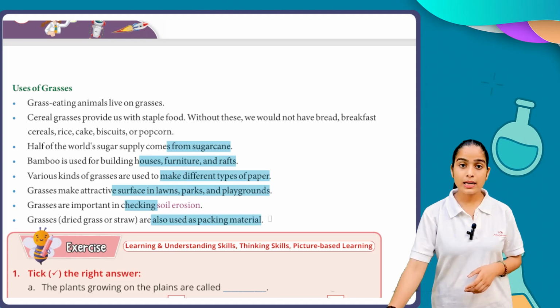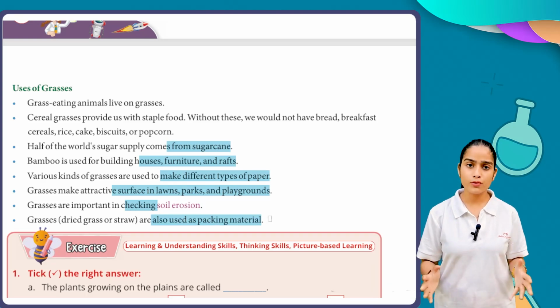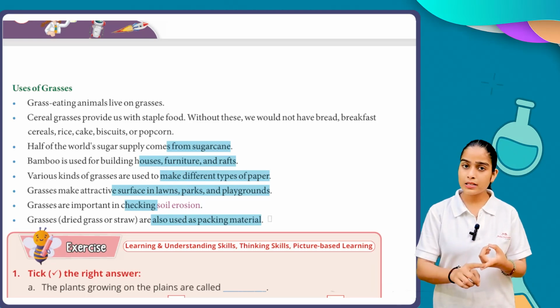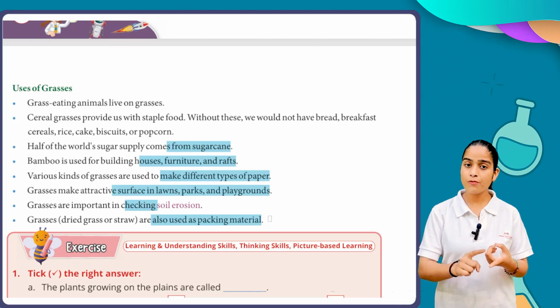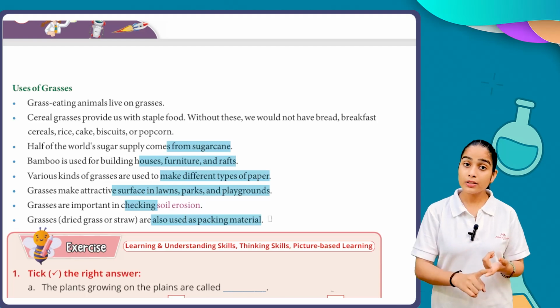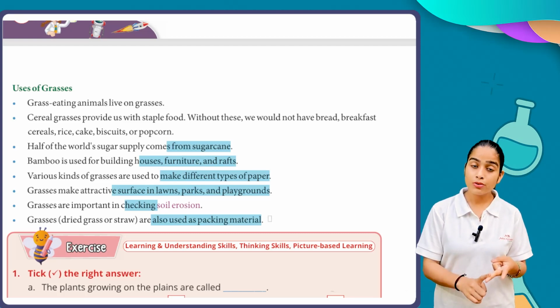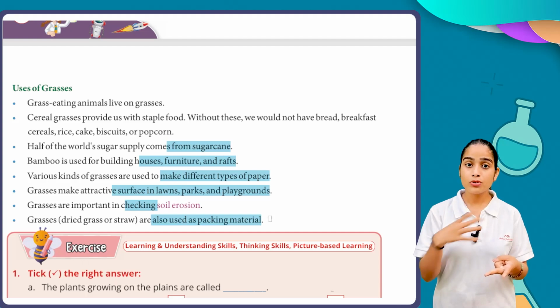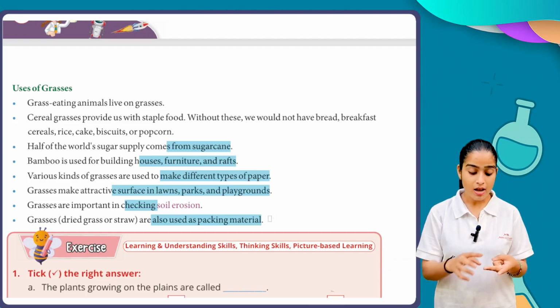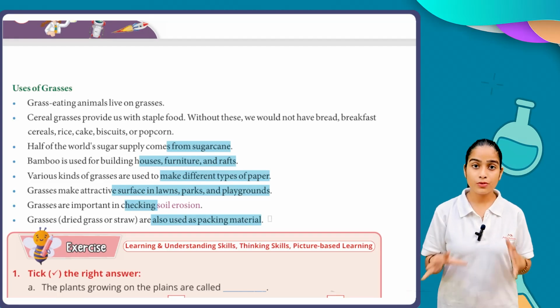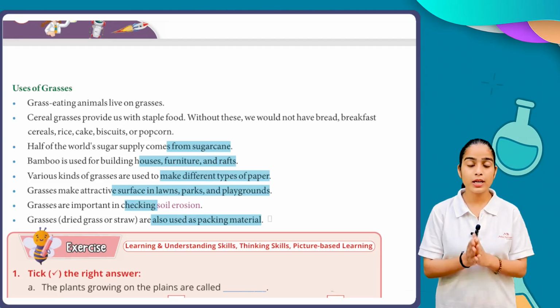So what we understand here is that we have a lot of uses of grasses. We use grasses as food in the form of bread, cereals, rice, and in breakfast as well. Another use is that we can make paper with the help of grasses. We use dry grasses as packaging material. We also use sugarcane, which is a giant grass, to make most of the sugar. So there are a lot of uses of grasses in our day-to-day life.